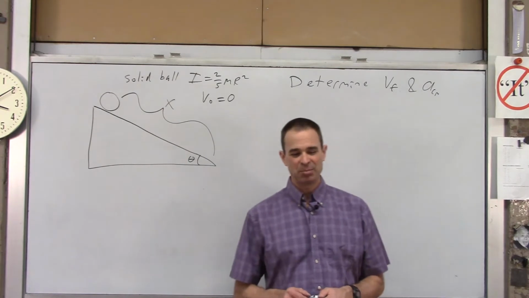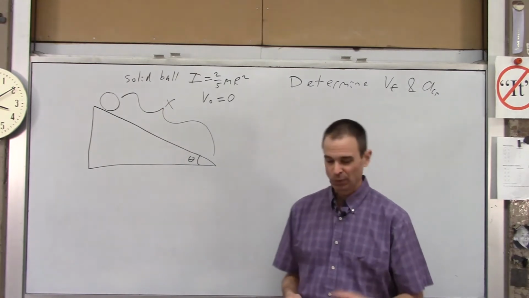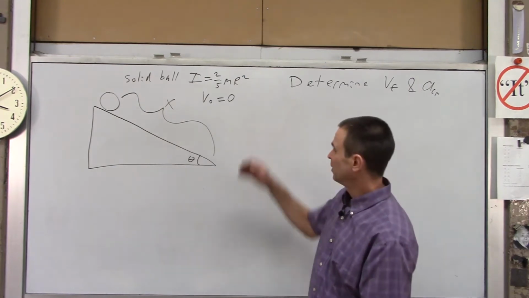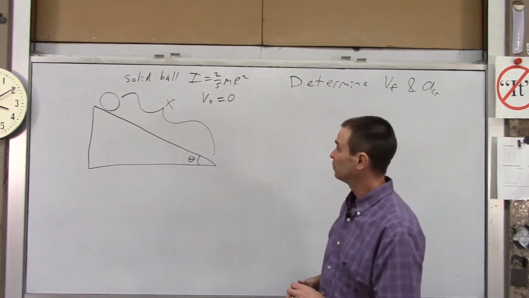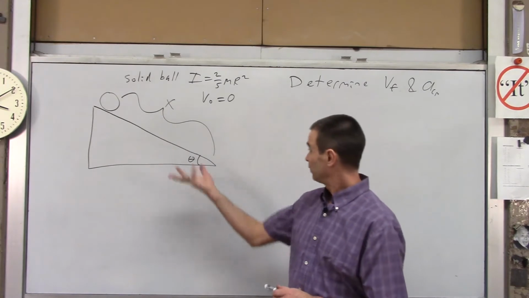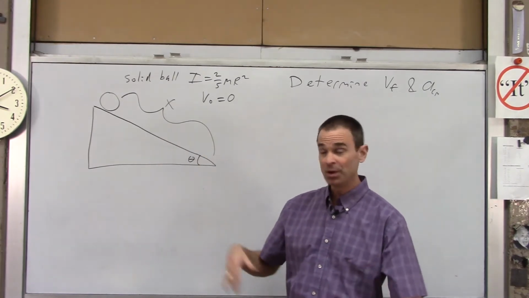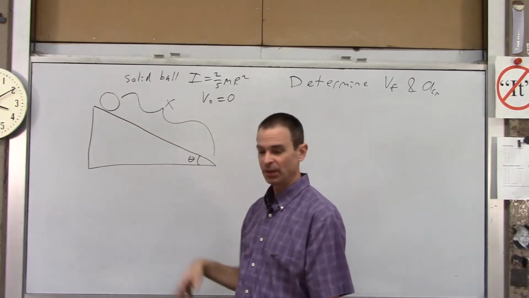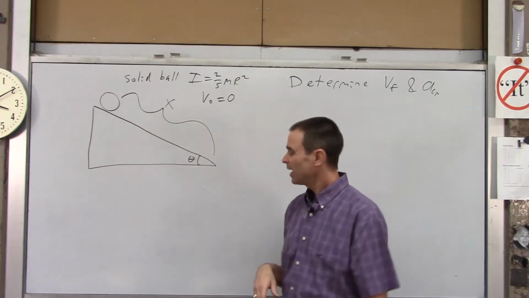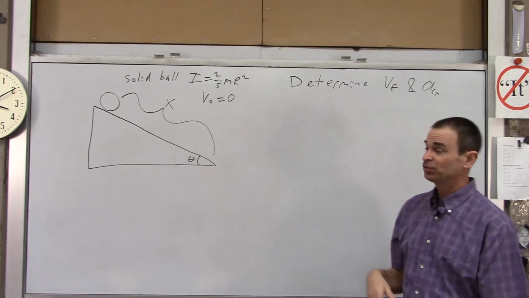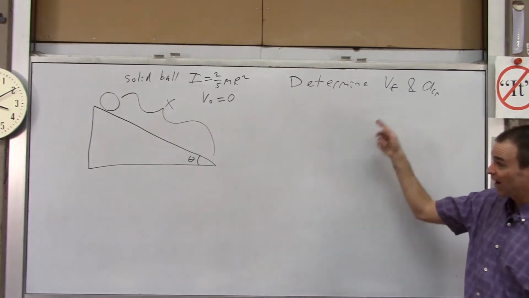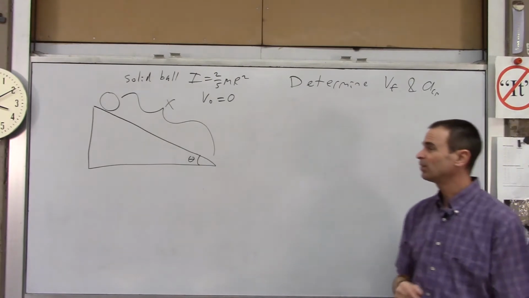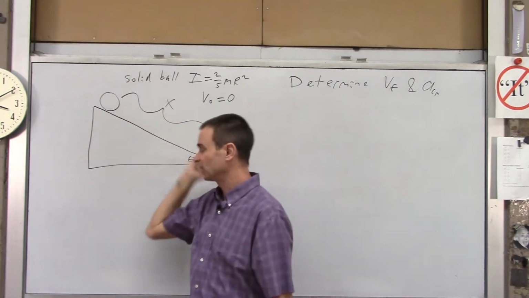Today we've got an example involving a ball rolling down a ramp. The ball starts from rest, and the moment of inertia of a solid ball is 2/5 mr squared. We're going to assume that there is enough friction so that it simply rolls down the hill and doesn't slip at all. We're going to figure out two things about it: its final velocity when it travels a distance x down the hill, and the acceleration of the ball as it goes down the hill.